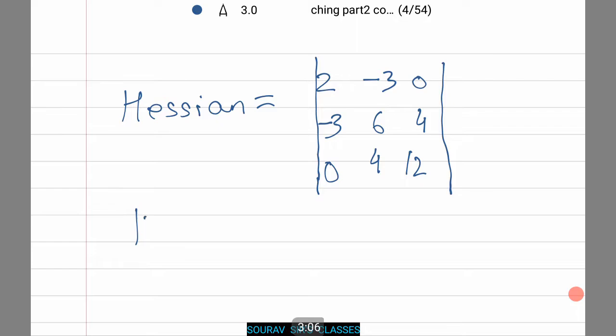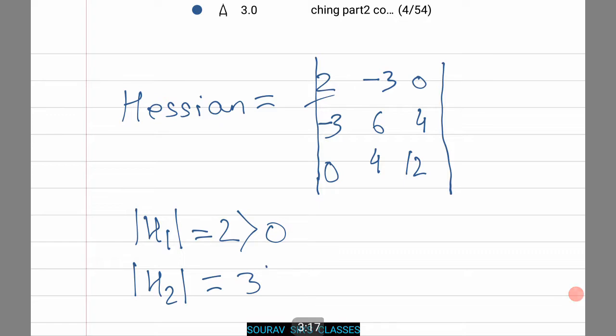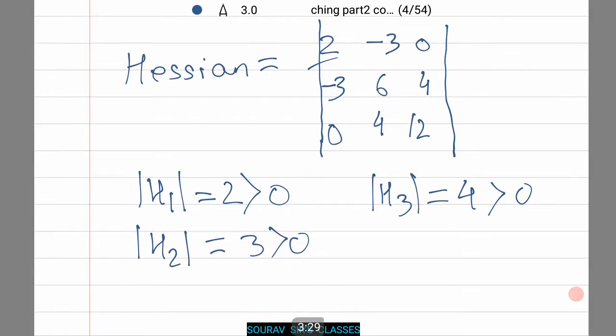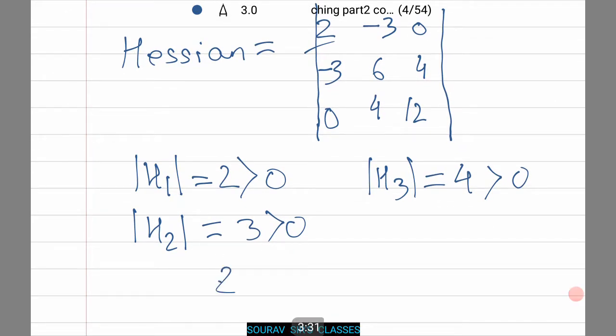Now mod of h1 equals 2, which is greater than 0. Mod of h2 equals 3, which is also greater than 0. These are the minors that we are taking out from this main determinant. Now we find mod h3, which equals 4, which is also greater than 0, and thus consequently z star equals 0 is a minimum.